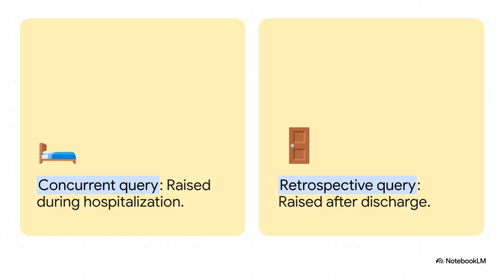You essentially have two main lines of defense here. First is the concurrent query. This is raised while the patient is still actively in the hospital bed. It's an absolute best practice to review the chart within the first 24 to 48 hours to lock in that exact POA status while the clinical picture is fresh in everyone's mind. Your second line of defense is the retrospective query. This one is raised after the patient is discharged, but crucially before the claim is finalized and billed out.